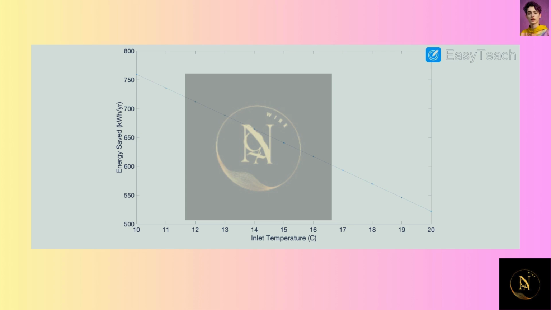So on the x-axis we have the inlet temperature, which goes from 10 to 20 degrees Celsius. And on the y-axis we have the energy saved in kilowatt hours per year. So as you can see, as the inlet temperature goes up, we actually end up saving less kilowatt hours, and this shows a negative relationship between these two variables.